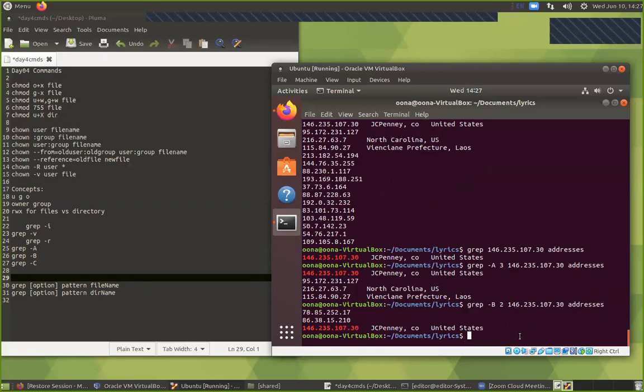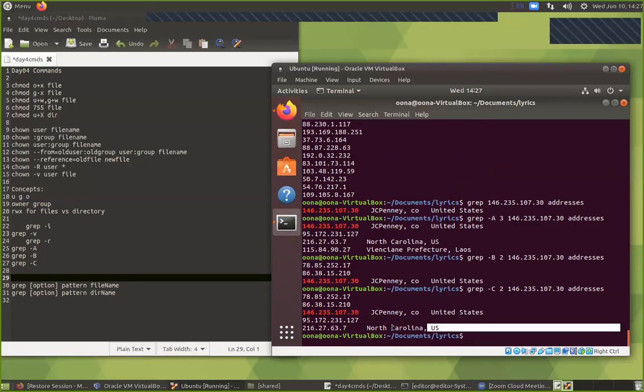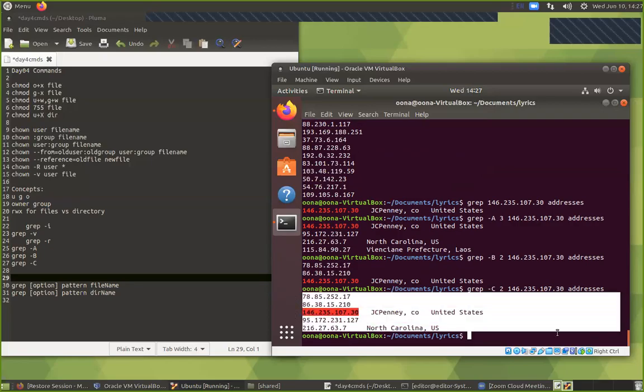Maybe I want to see the ones before and after. And how I do this is I would do C, and I'm going to leave the 2. And now I have 2 lines before and 2 lines after.